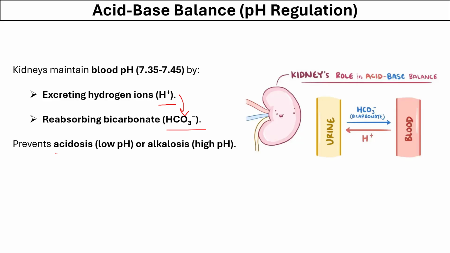pH, and therefore prevents a condition of acidosis, in which we can have a very low pH and the blood becomes acidic, or alkalosis, in which the pH of blood becomes very high. So by removing the bicarbonate ion and by absorbing the hydrogen ion into the urine, we can actually reduce the acidity of blood and increase the pH to somewhere close to the normal range, which is around 7.4.